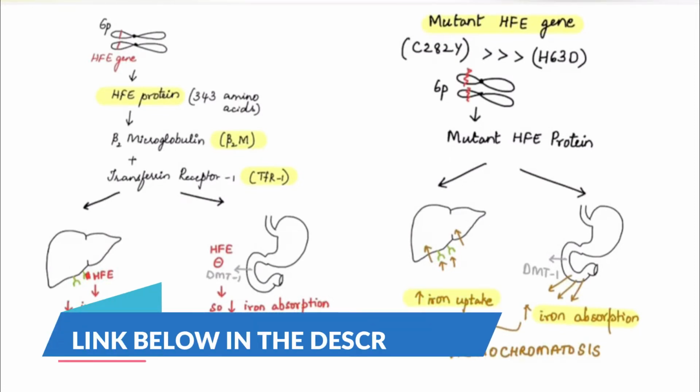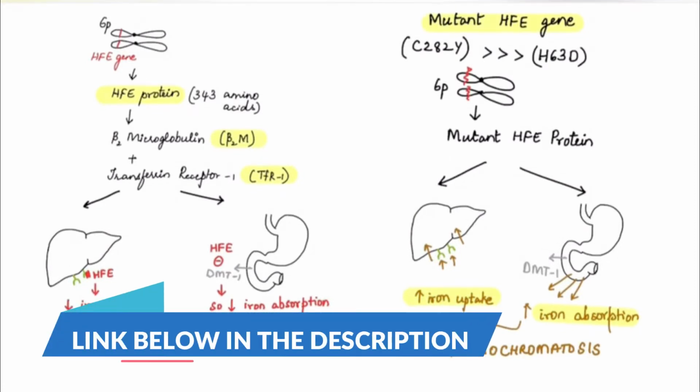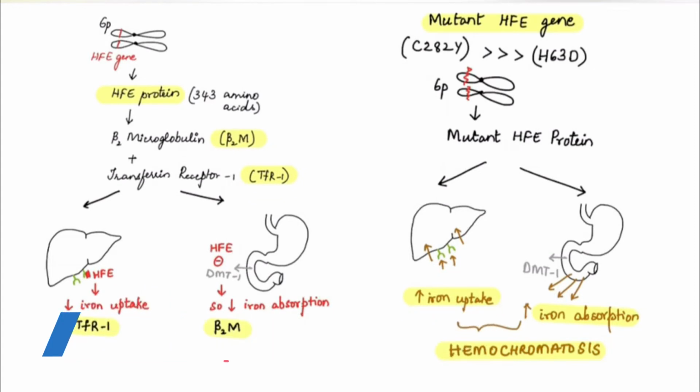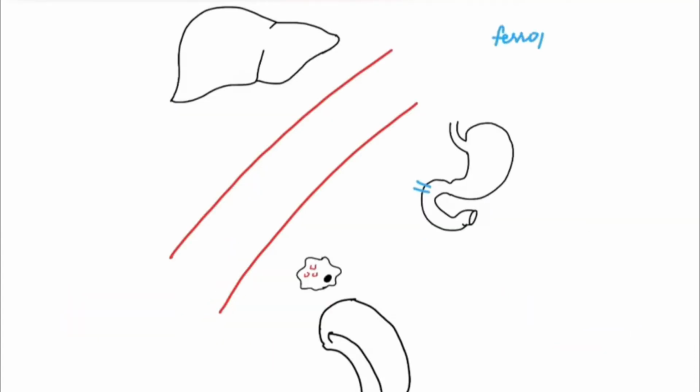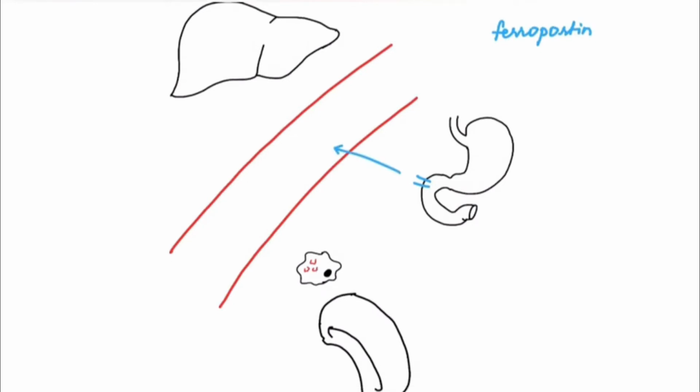Please watch the video on iron metabolism for a better understanding of hepcidin. We'll just look at hepcidin in brief. So ferroportin is the channel through which iron is absorbed from the gut, and also iron is released from the splenic macrophages and liver into the circulation through the same channel, ferroportin.